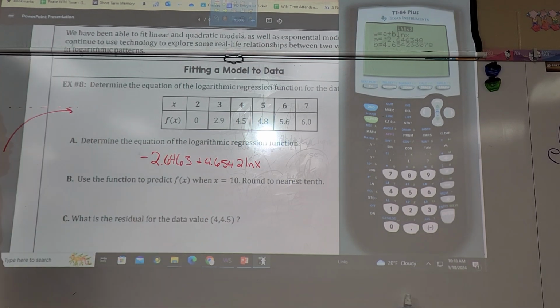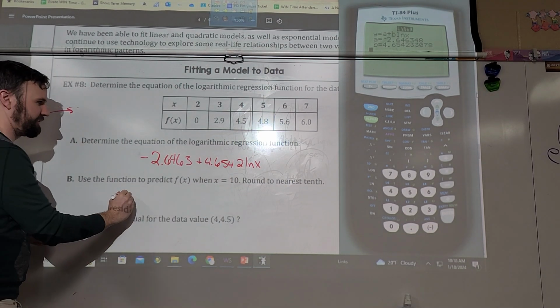What happens when x is 10? What would I do with that? Plug in 10.